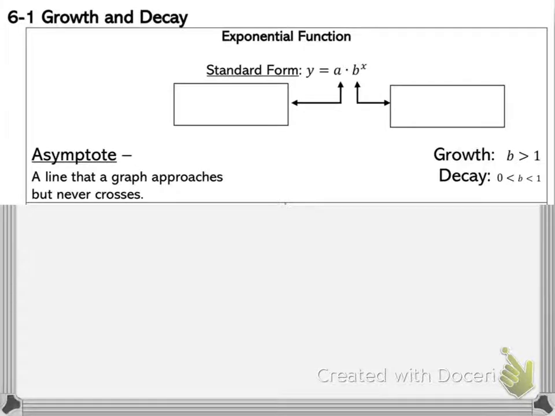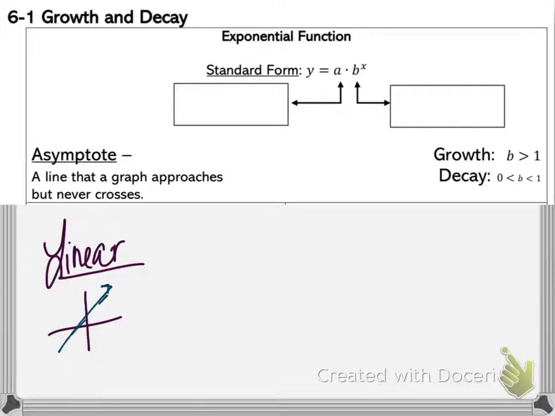So 6-1 is all about growth and decay. Now we've already seen multiple types of functions. We started off in Algebra 1 with linear functions, which was just a line. Pretty straightforward. Here's my line. It followed the standard equation y equals mx plus b.